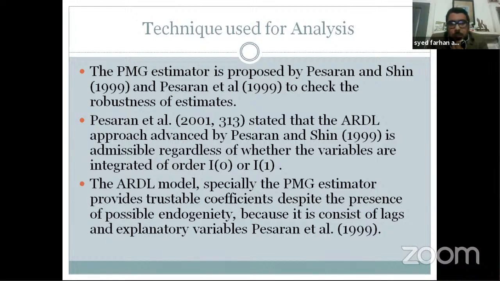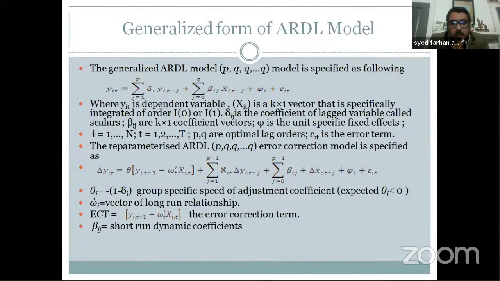The ARDL model, specifically the PMG estimator, provides trustable coefficients despite the presence of possible endogeneity because it consists of lags and explanatory variables. So this is the generalized form of the ARDL model, which was already available, and I just put it over here. Where yit is the dependent variable, and xit is the k cross 1 vector that is specifically integrated of order 1 or 0. Similarly, sigma ij is the coefficient of lag variables called scalars. Beta ij are k plus 1 coefficient vectors, and theta is the unit specific effects.